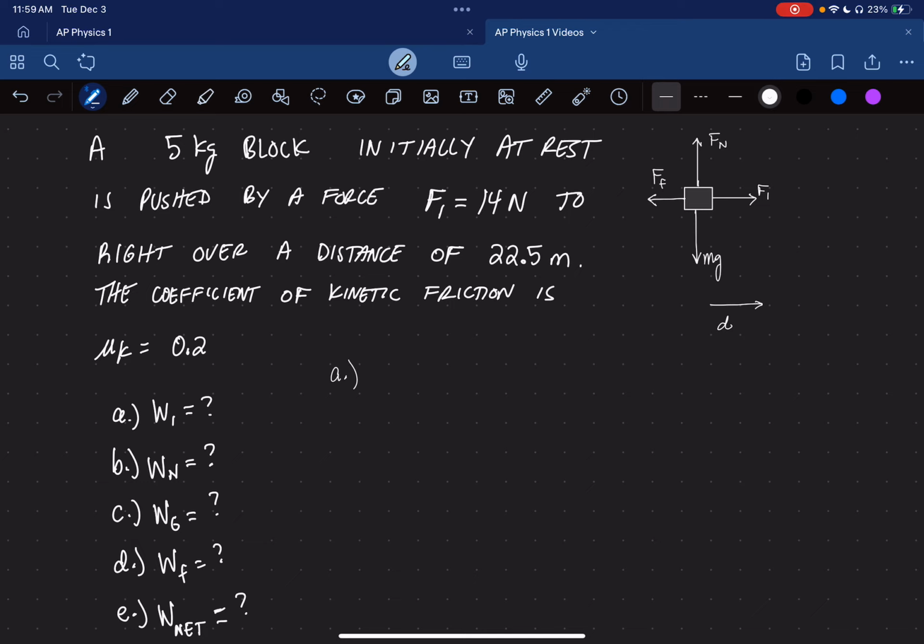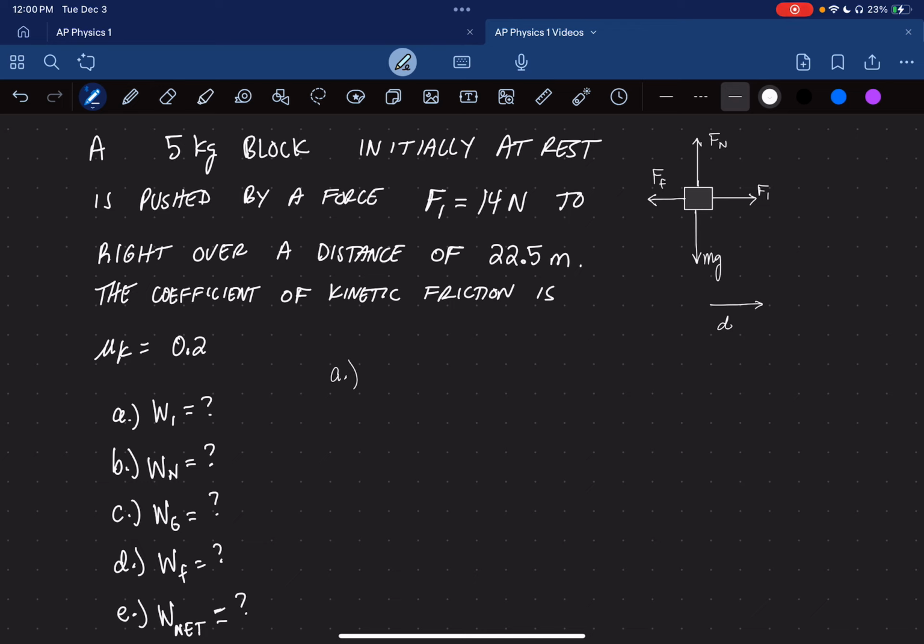So we have some questions. What is the work done by force 1? Question B, what is the work done by the normal force? Question C, what is the work done by the gravitational force? D, what is the work done by friction? And E, what is the total amount of work done? In other words, what is the net work done on the object?